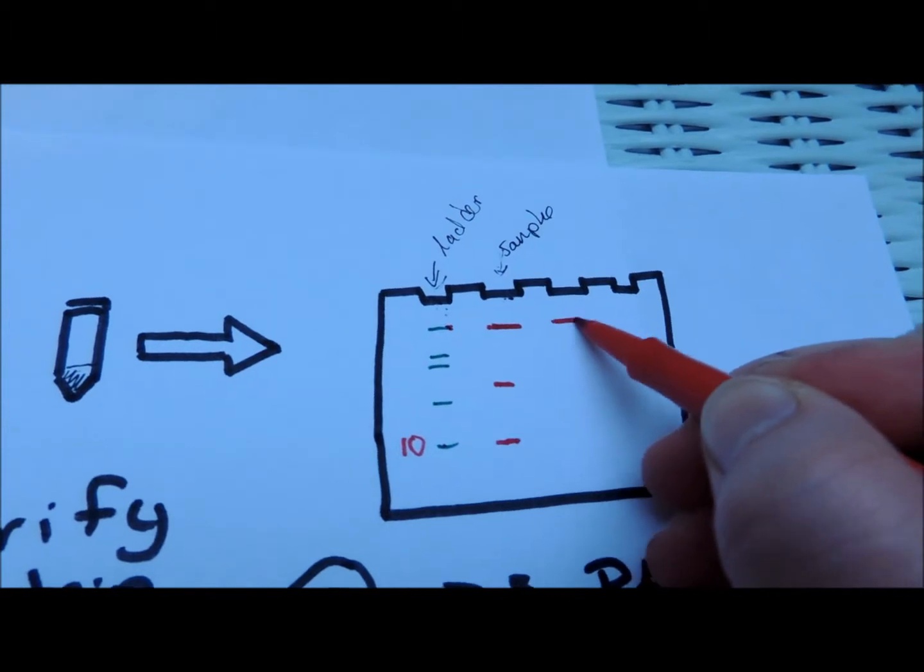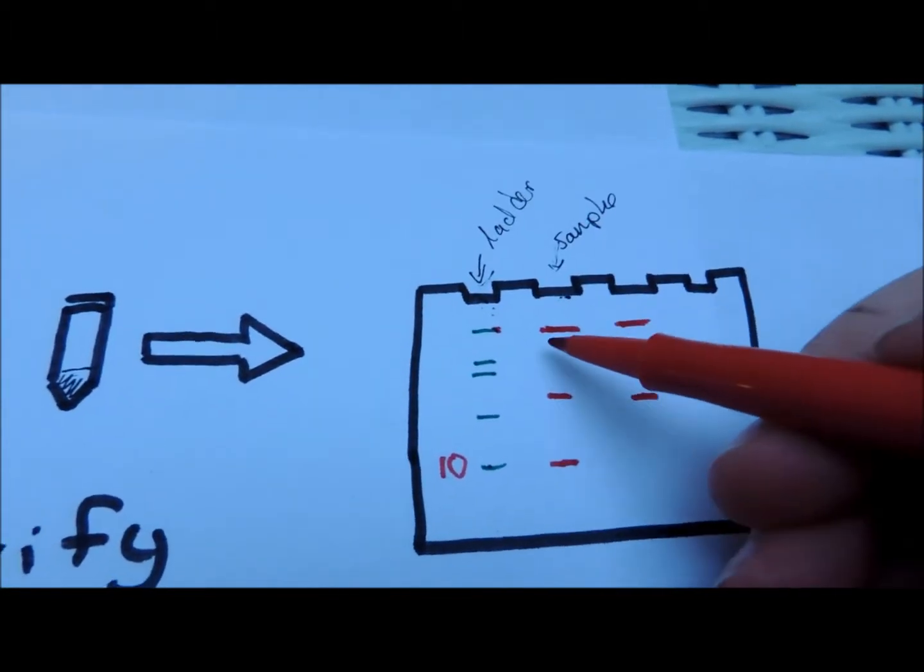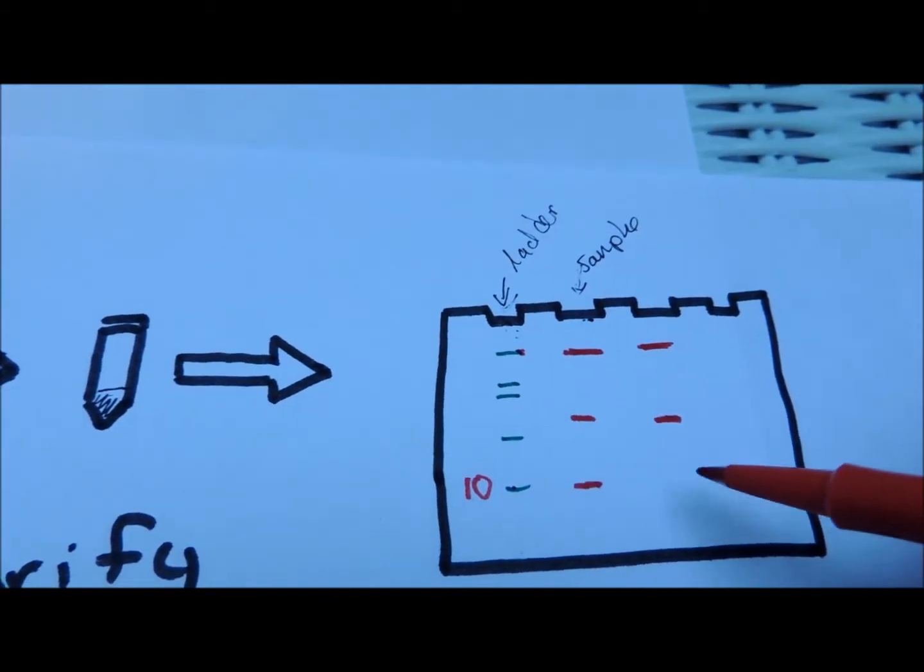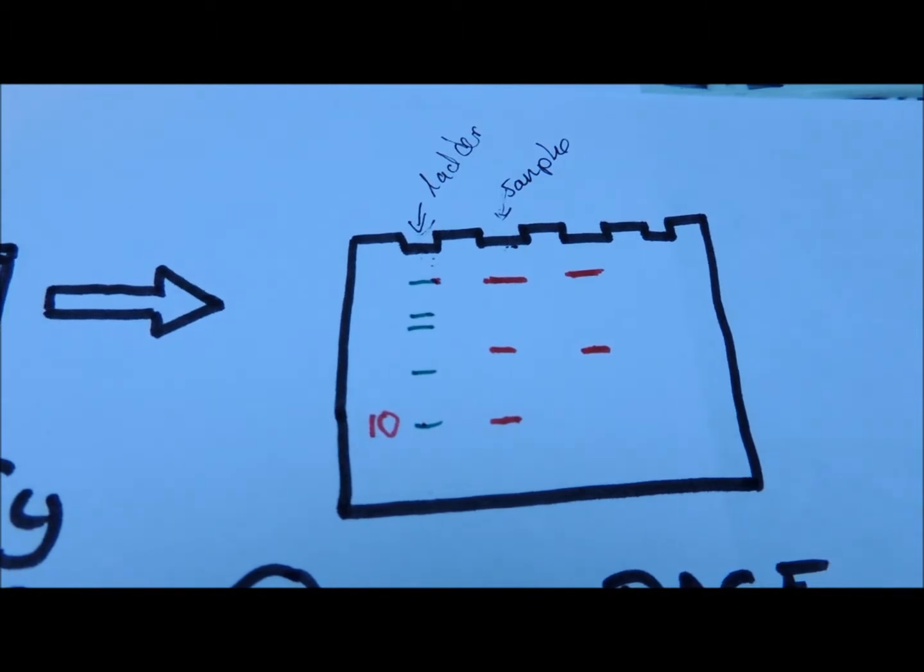If you want to compare a few samples, you would run them side by side. So for example, if I thought these two samples were similar and I ran them, I'd be able to say, well, they both contain a protein of about the same size, but my second sample is missing this low molecular weight protein.